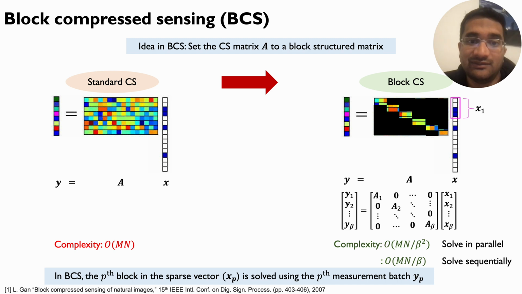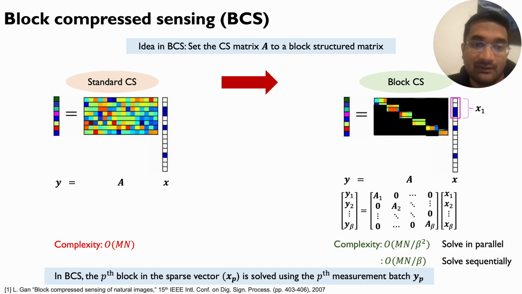Now, when you have such a structure, you can break y equals Ax into different subproblems, where the first subproblem solves for x1, the first block in x, from y1 equals A1 x1. The second problem solves for x2 from just y2 equals A2 x2 and so on, right? When you are able to break y equals Ax into beta different subproblems of this form, naturally the complexity of solving each subproblem is lower, right? It goes down by a factor of beta square. And the complexity of BCS is O(mn/beta²) with the OMP if we are able to solve all these beta subproblems in parallel.